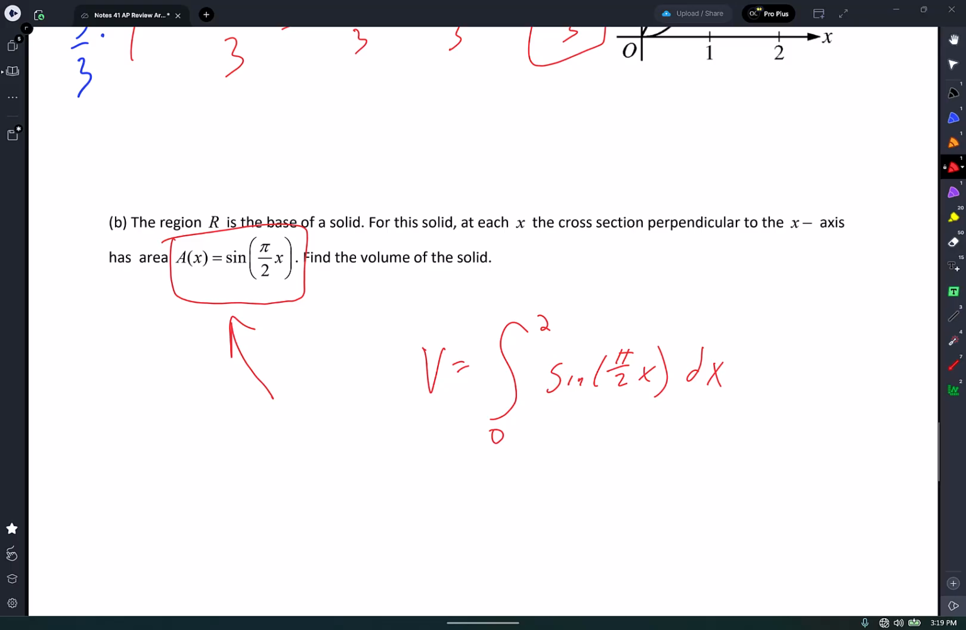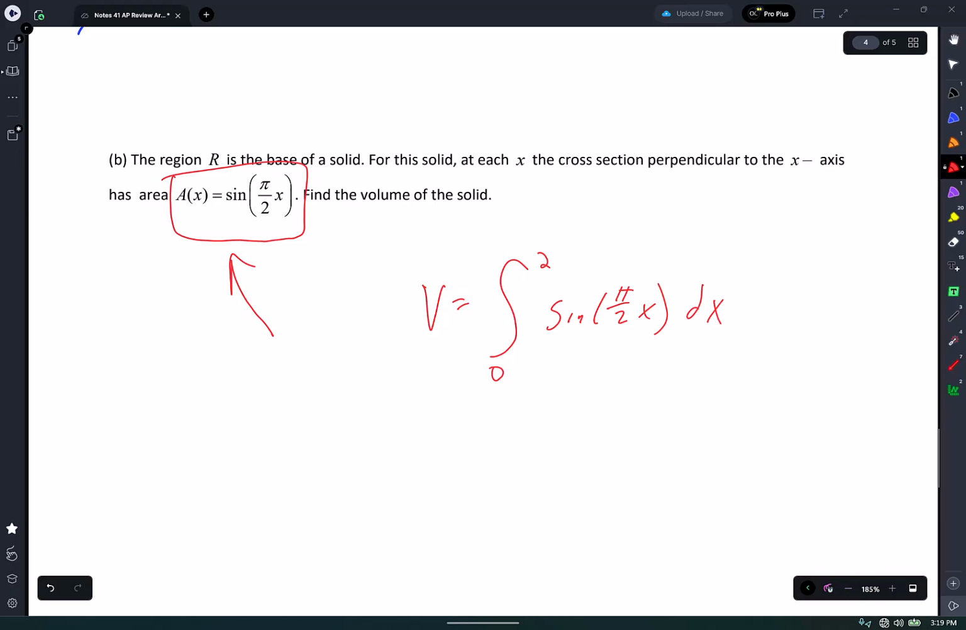I have a theory that in this test, this particular year, they were testing to see if you guys really knew how to take antiderivatives. So that's why, you know what I mean? What? Yeah, go ahead.